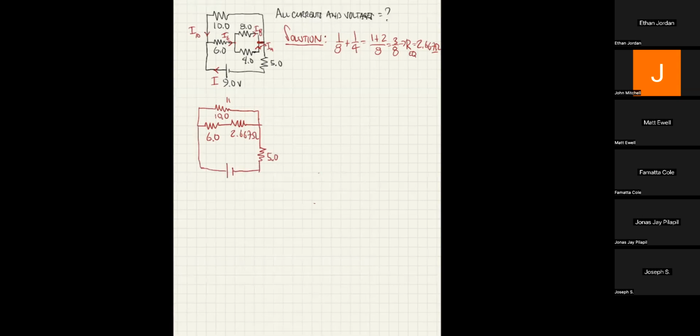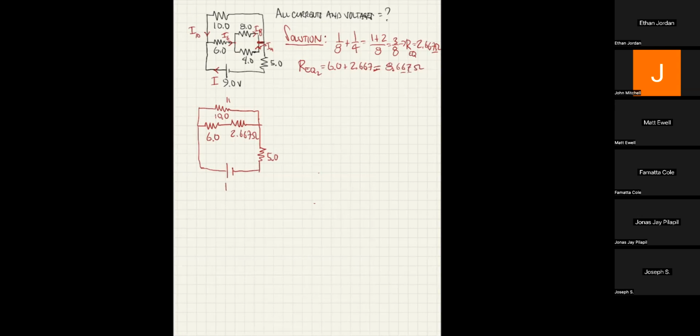Of course, the 6 and the 2 are in series, so that means another R equivalent, which I'll call R equivalent 2, is equal to 6.0 plus 2.667 ohms. And of course, that gives me 8.667. And you see now that I'm actually certainly using 2 extra sig figs on there.